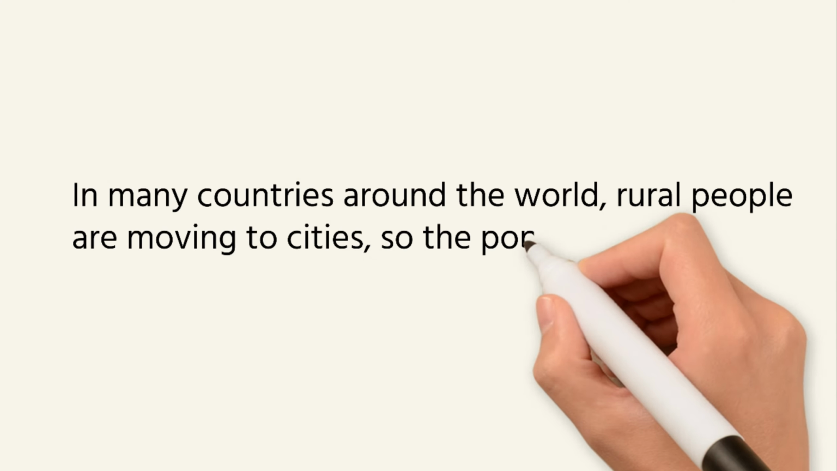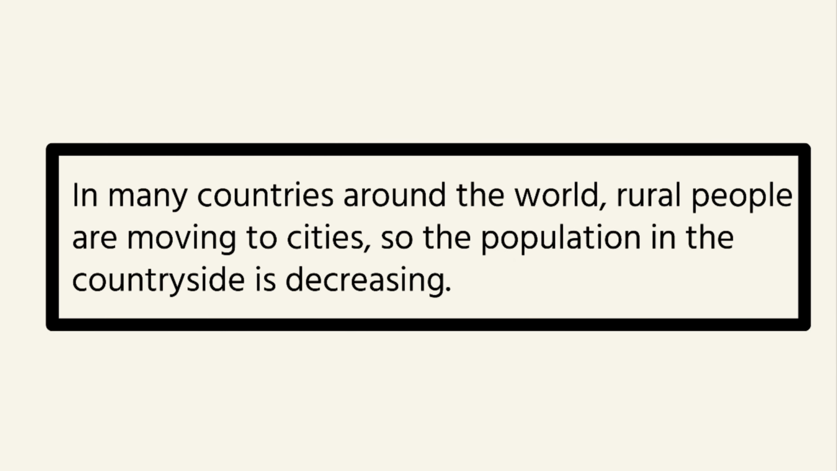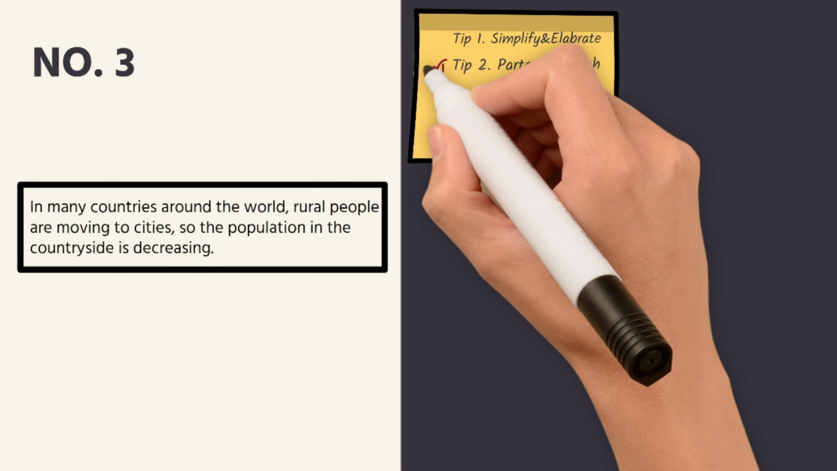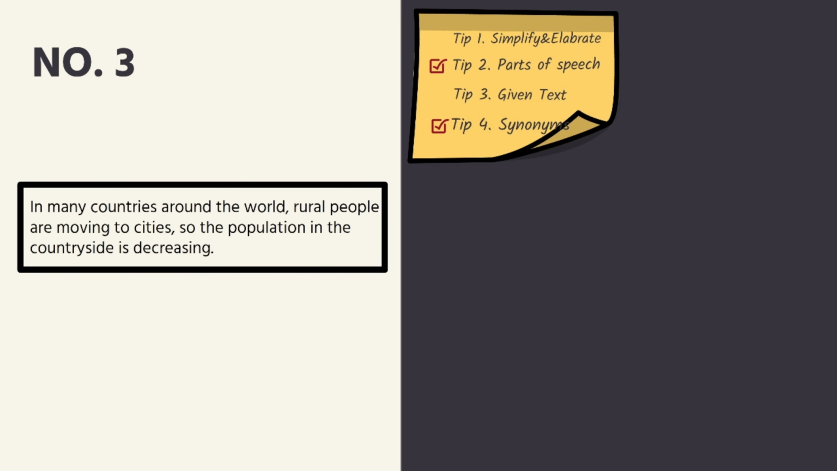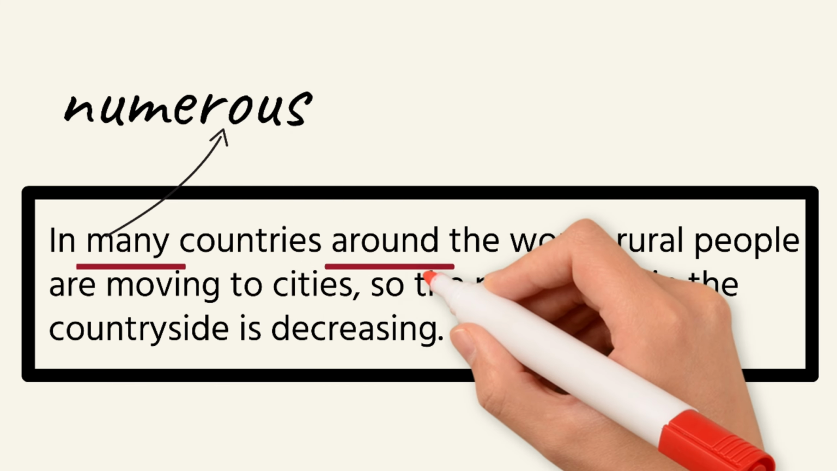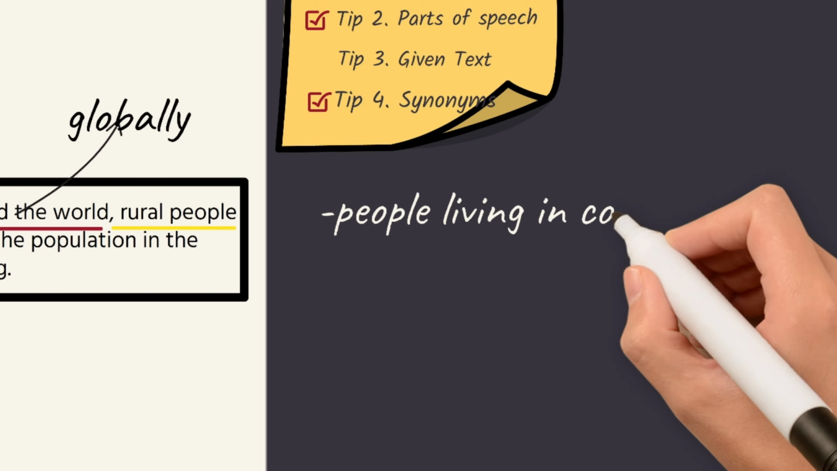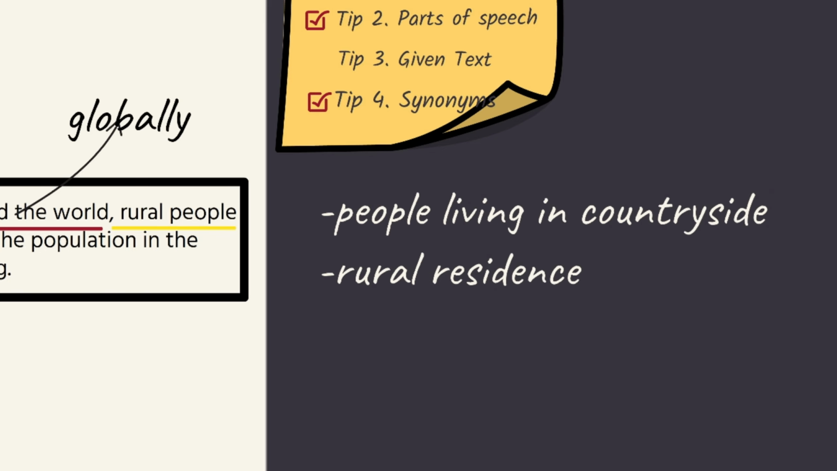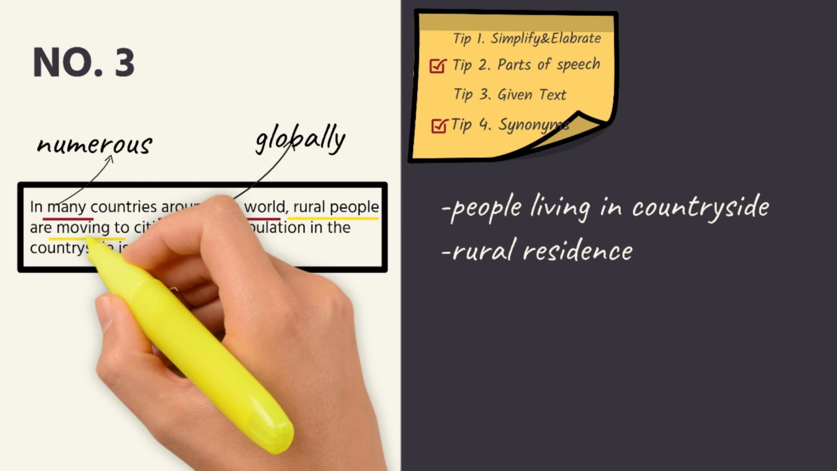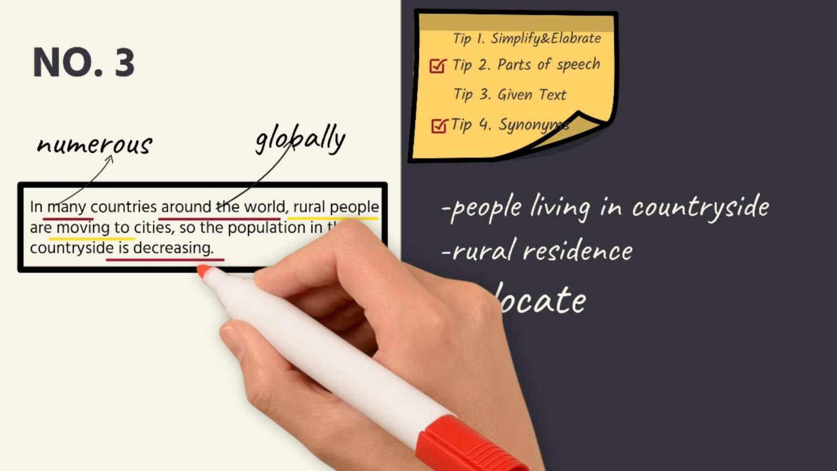Example 3. In many countries around the world, rural people are moving to cities, so the population in the countryside is decreasing. For task 2, synonyms and changing parts of speech are commonly used techniques. Let's try synonyms first. Replace many with numerous, around the world with globally, and replace rural people with the people living in the countryside or rural residents. Change move to a more commonly used term, relocate. Then let's try changing parts of speech.